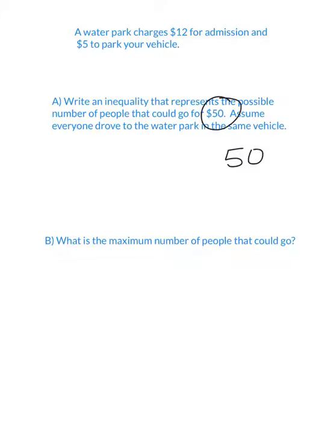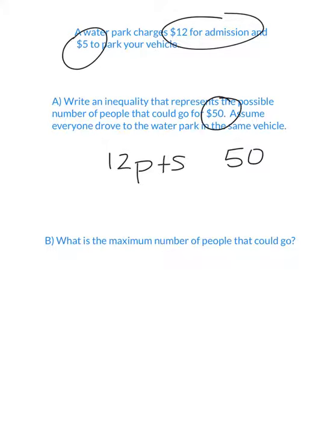I have $50. And what am I using that $50 for? Well, I have $12 for admission and another $5 to park. So it's going to be $12 per person. So I'm going to make that 12p, $12 per person. And in part A, it says we're all going to go in the same vehicle. So we only have to pay that $5 once to park. That's the 12p plus the $5 to park. That's going to be less than or equal to 50. I can spend $50, but I can't go over that. So that's part A. It asks us to write an inequality. So there it is. 12p plus 5 is less than or equal to 50.